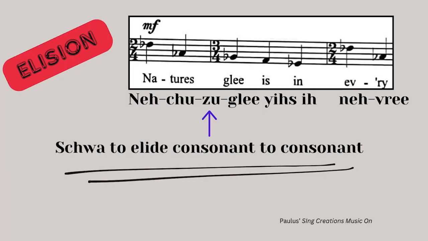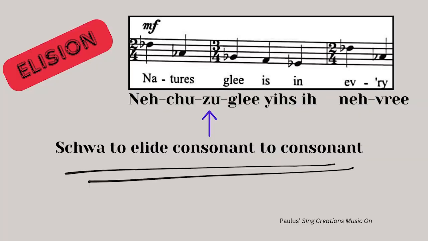Elision. Now this is where things can start to get kind of crazy, because elision is when you are taking the ending sound of one word and connecting it, meshing it into the sound to follow. Here we have an example from Stephen Paulus's piece, Sing Creation's Music On. The text would read, "nature's glee is in every." That's just one little section of it. Listen again: nature's glee is in every.